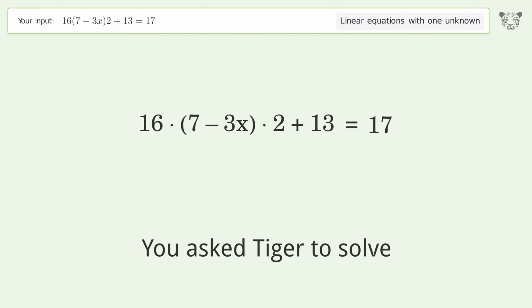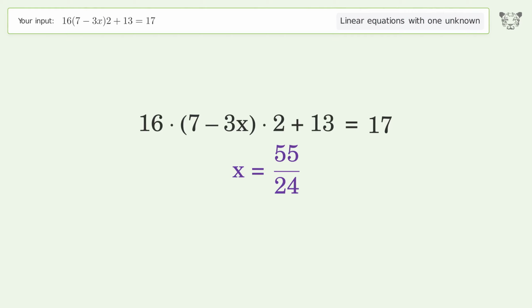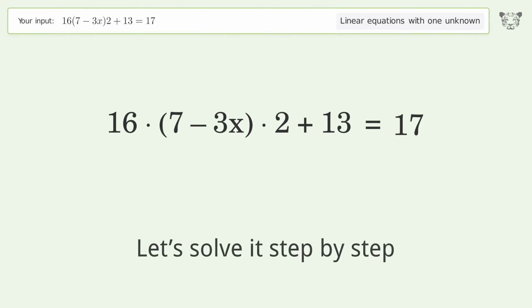You ask Tiger to solve. This deals with linear equations with one unknown. The final result is x equals 55 over 24. Let's solve it step by step.